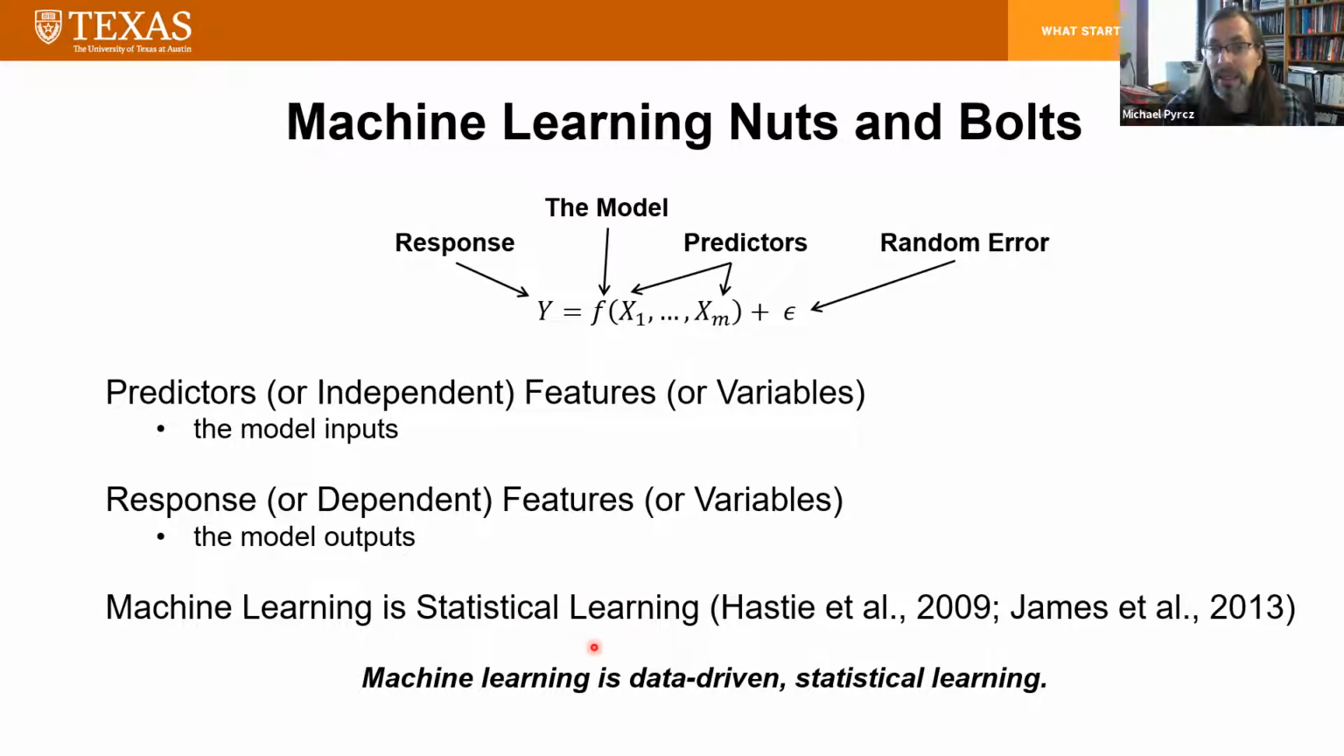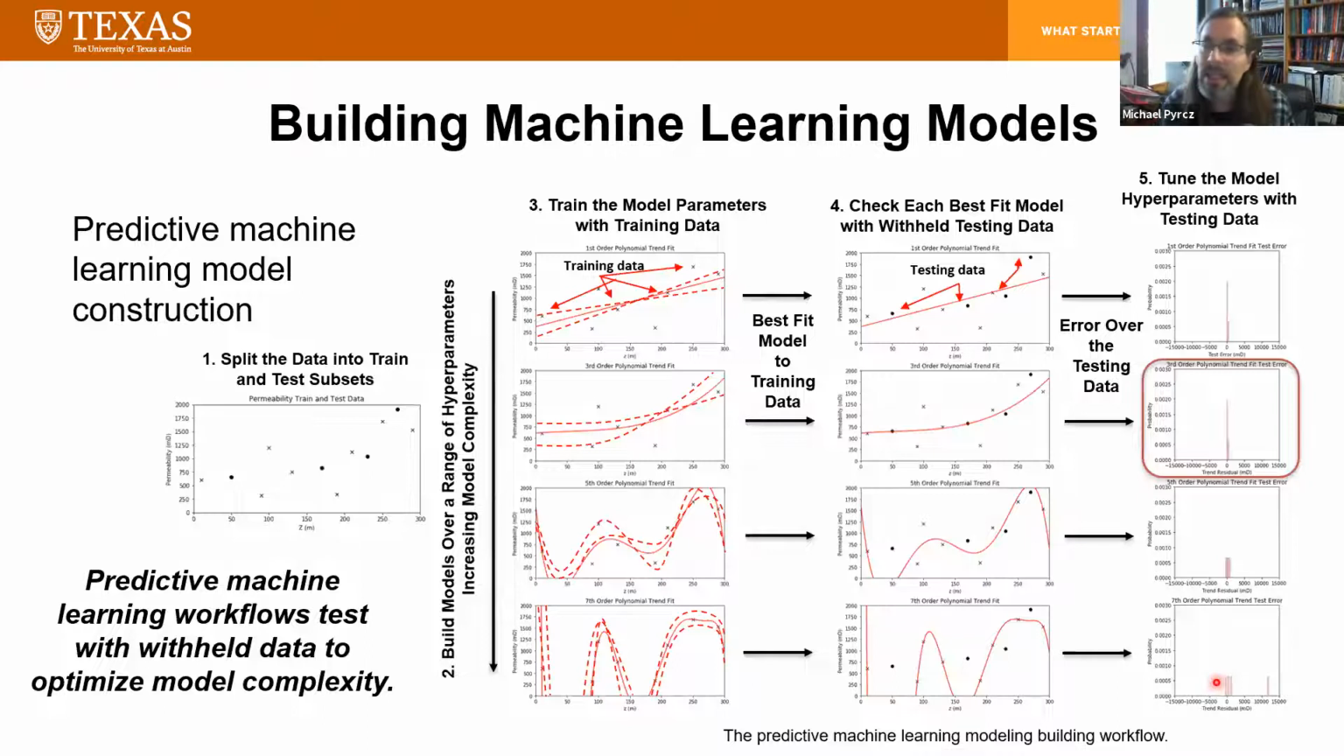Machine learning is statistical learning. That's the title of the book from Hastie and all and James and all. They agree with that. What is the basic methodology for machine learning? What's the basic workflow? I have one slide and I show the whole thing. This is how it goes.